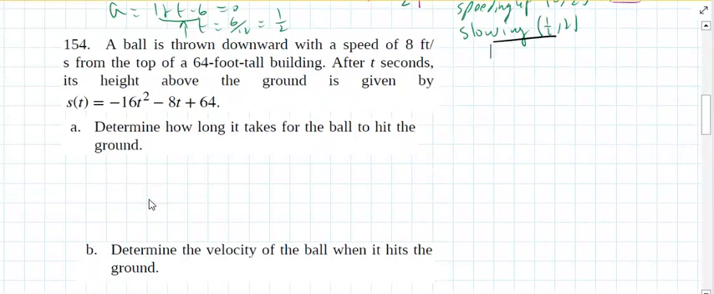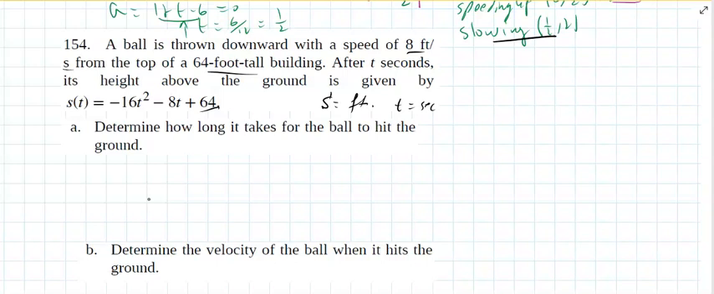Here's another problem. A ball is thrown downwards with a speed of 8 feet per second from the top of a 64 foot tall building. That's where the 64 comes in. S is height in feet and t is time in seconds.